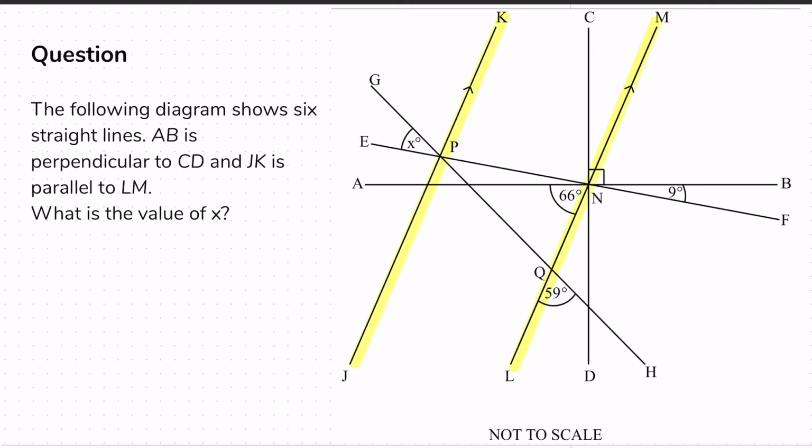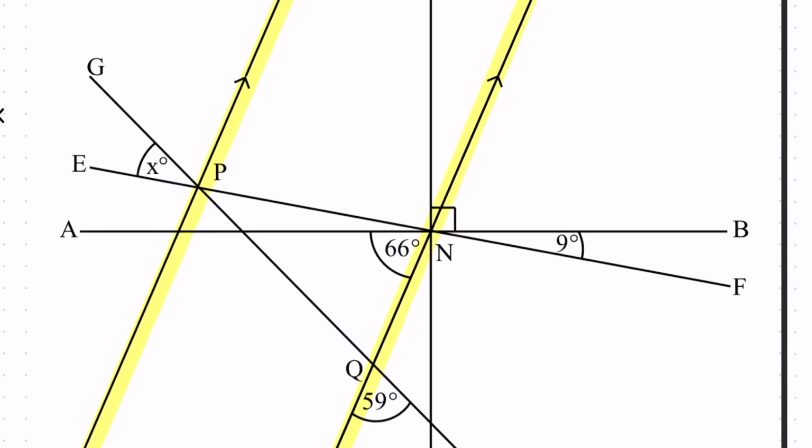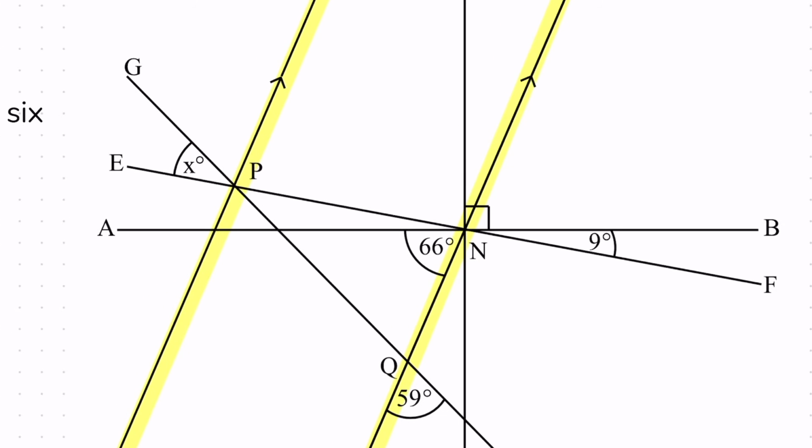Well, let's get a little bit closer into this diagram here and see what we can see. Immediately, I can see that X is vertically opposite this angle, so this is also going to be X. I can also see that 9 here is vertically opposite this angle, so this is going to be 9. So if I can find this angle, then I can solve for X.